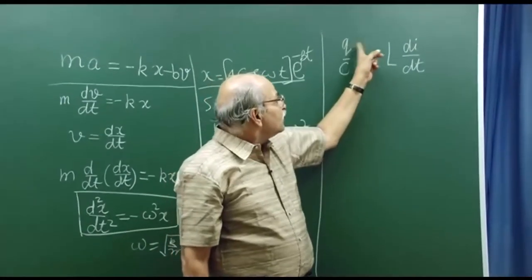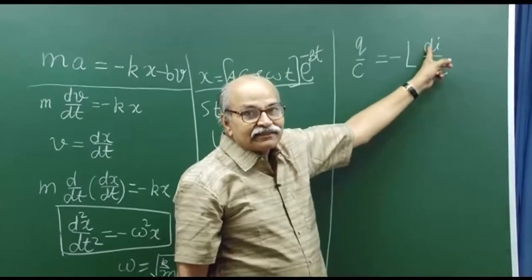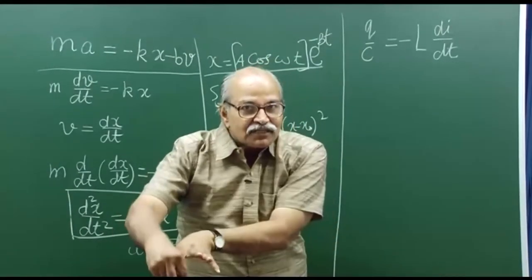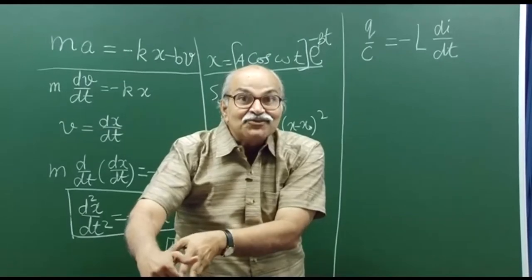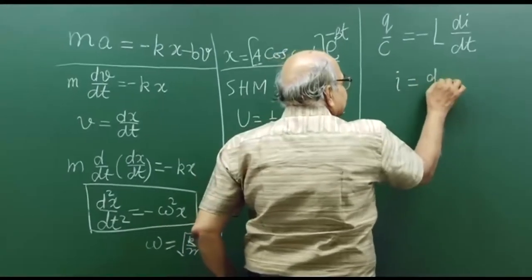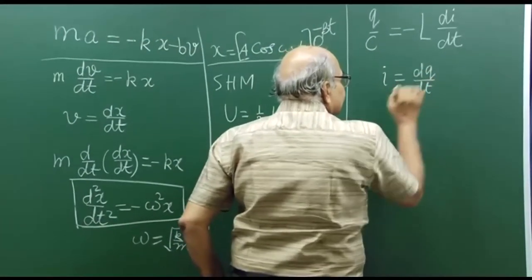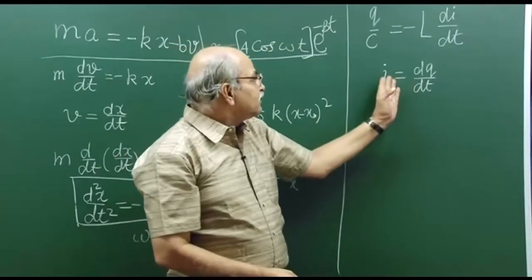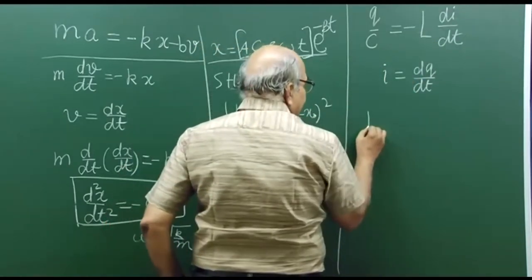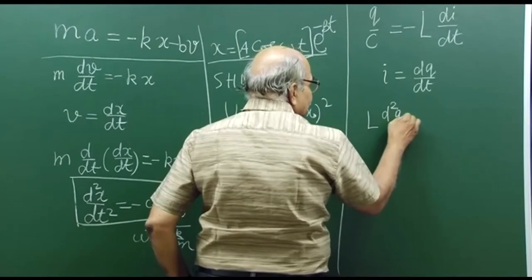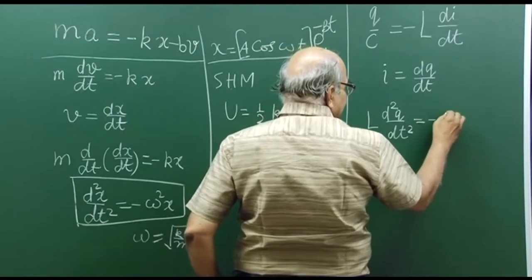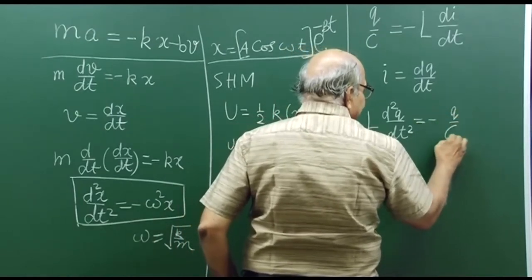And this charge and this current, they are also related. After all, what is this current? Current is flow of charge. So if charge flows, the charge on each plate of the capacitor, that magnitude will decrease. So I can also write I is equal to dq dt. And if I write this I here, what kind of equation am I getting? L d2q dt square is equal to minus q over c.